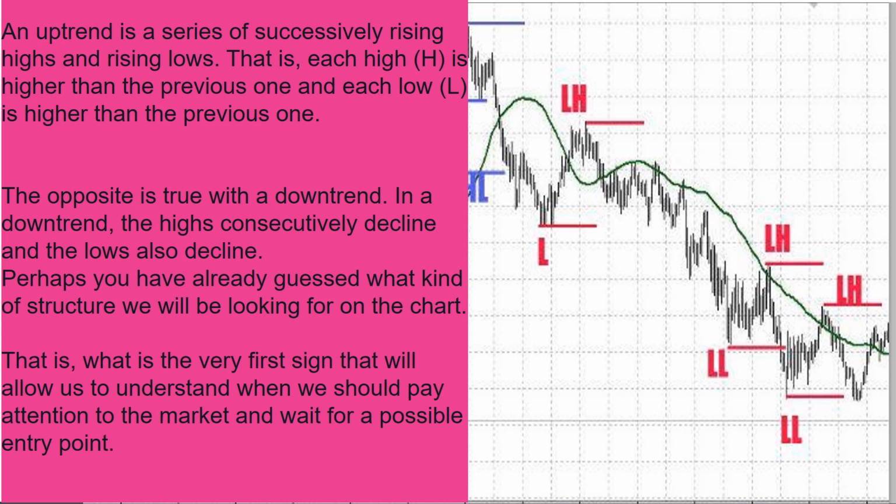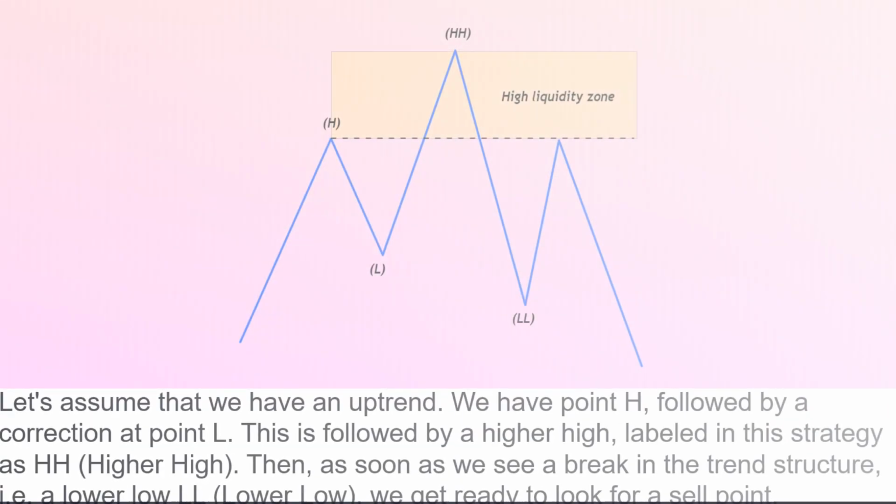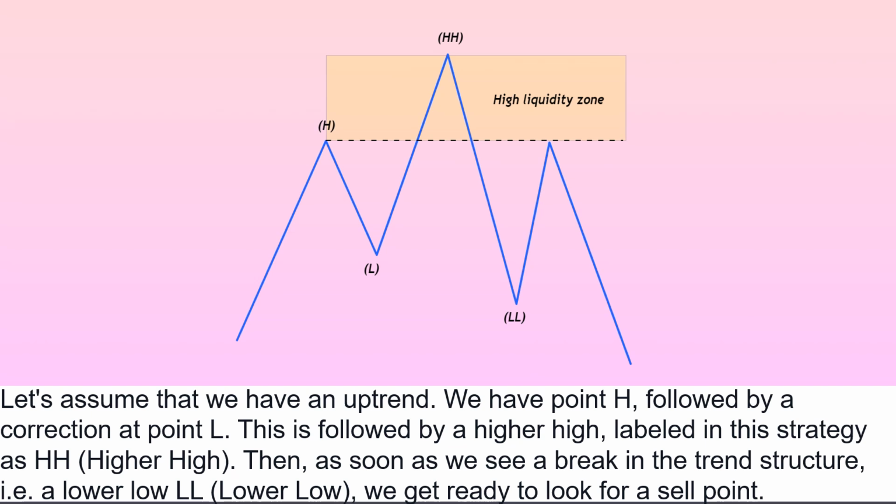Perhaps you have already guessed what kind of structure we will be looking for on the chart. That is, what is the very first sign that will allow us to understand when we should pay attention to the market and wait for a possible entry point? Let's assume that we have an uptrend. We have point H, followed by a correction at point L. This is followed by a higher high, labeled in this strategy as HH, higher high. Then, as soon as we see a break in the trend structure, that is, LL, lower low, we get ready to look for a sell point.